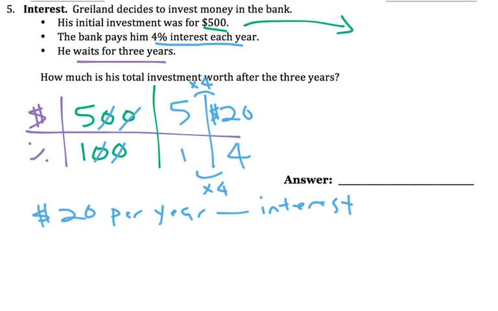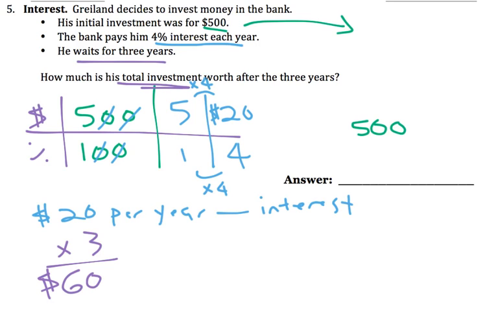The problem also says he keeps it in the bank for 3 years, so let's just multiply that by 3. And so if the problem said how much interest does he get, the answer would be $60 after 3 years. But since it says how much is his total investment, well, the $500 is still his. He just also gets an extra $60 of interest, and that's why the answer is 560.